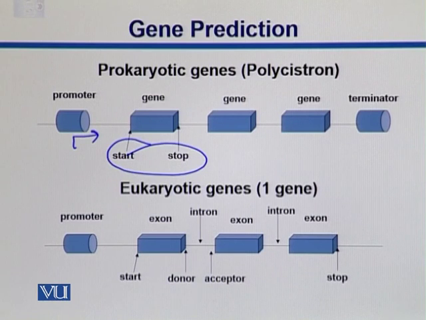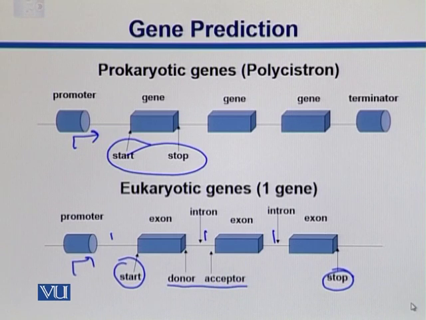Whereas in the case of eukaryotes, here we are focusing on only one gene. There is a promoter, and then obviously there are intron regions here, here, here, and we have exons. Exons are separated from one another through introns, and we can have a start site for that exon. The translation start site is in the first exon and the stop site in the last exon, and introns are marked by these donor and acceptor sites. So it is a pretty complicated situation as far as eukaryotic organisms are concerned.